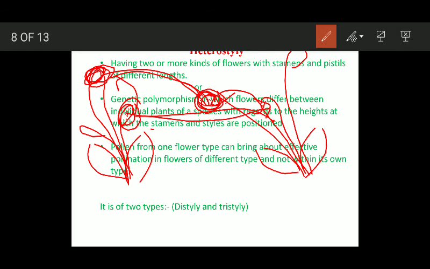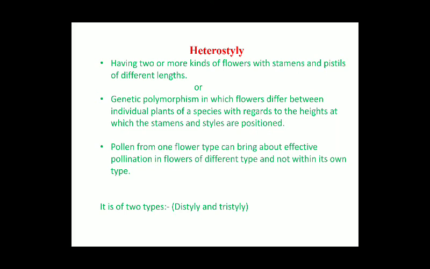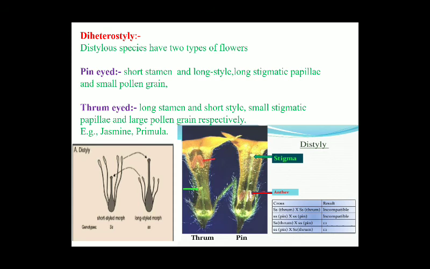Okay. Now, heterostyly has been further divided into two types: distyly and tristyly. Distyly is also known as diheterostyly. Tristyly is also known as triheterostyly. Now we will discuss what is diheterostyly and triheterostyly.